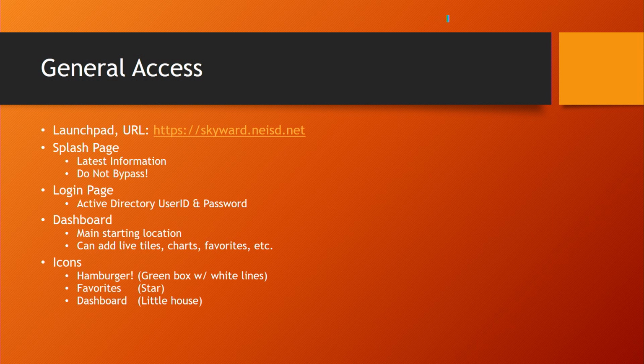Once we go into the system, we'll actually go straight to the dashboard. That's our main starting location on the system. It also is the location that we will use for all these videos as our starting point. And on the dashboard, you can do some really fancy things, adding tiles and charts, favorites, etc. But that will be covered in other videos. Lastly, I'm going to go ahead and show you a couple of icons that are very important. The hamburger icon, that's the icon you use to bring up your main menu. Also your favorites icon, and also the return to dashboard icon. So with that, let's go ahead and get started.